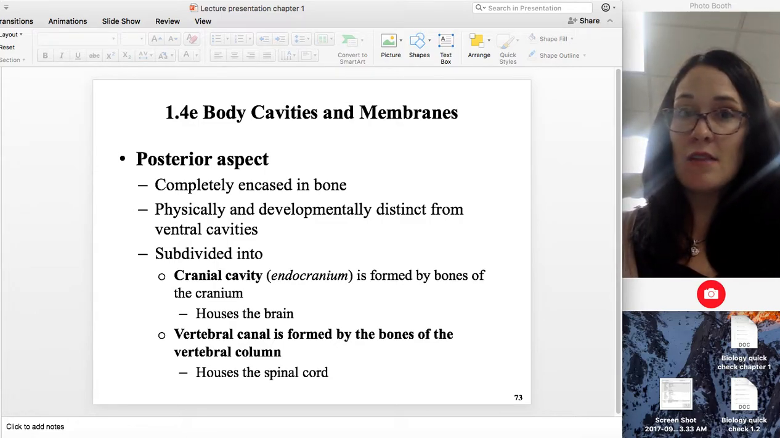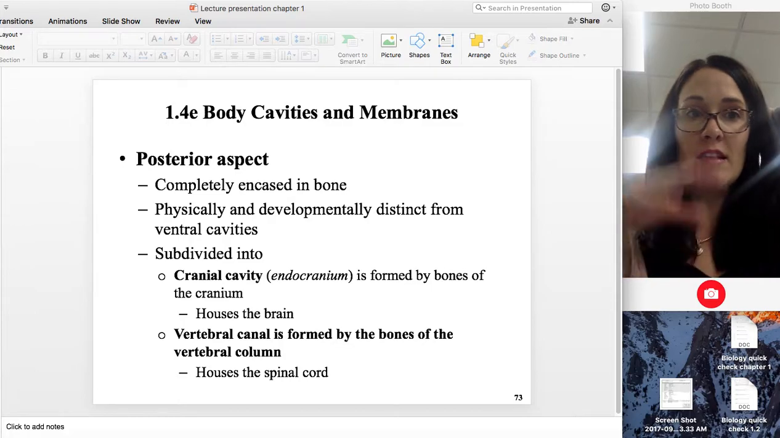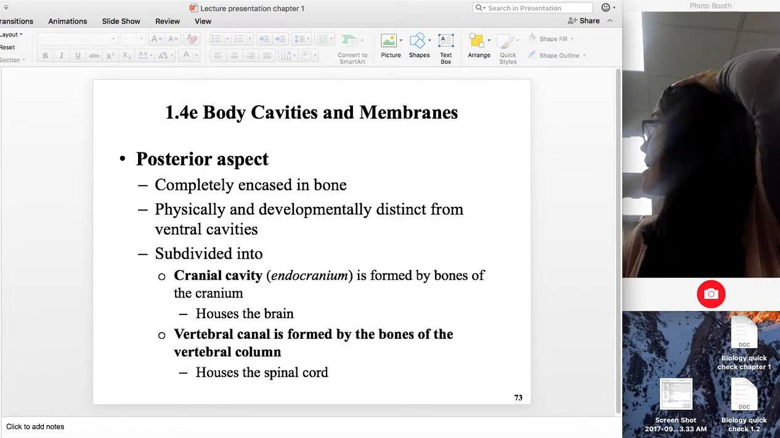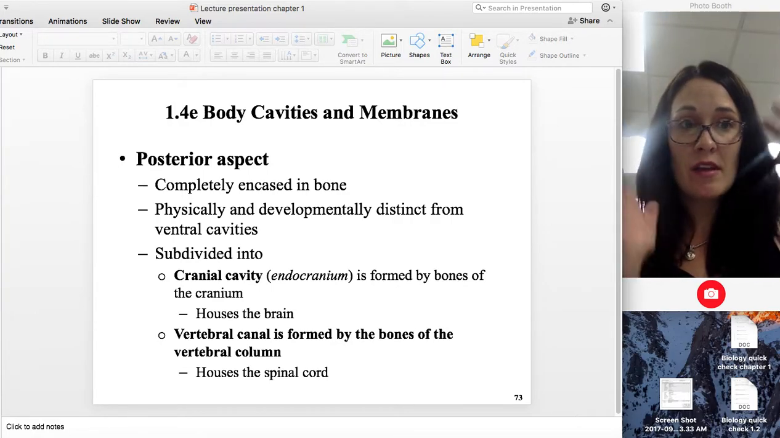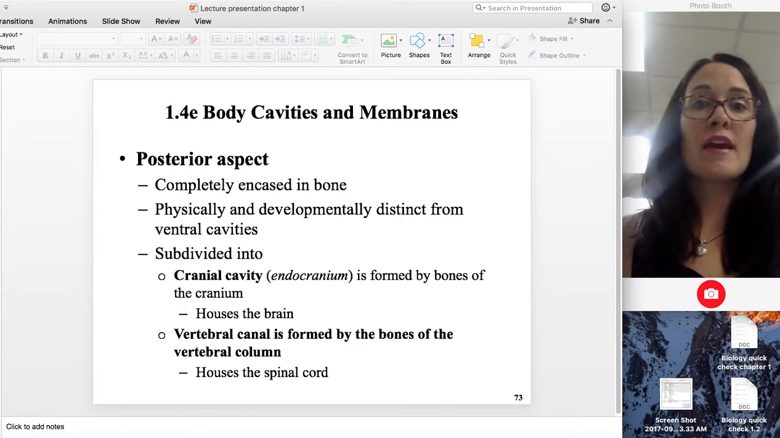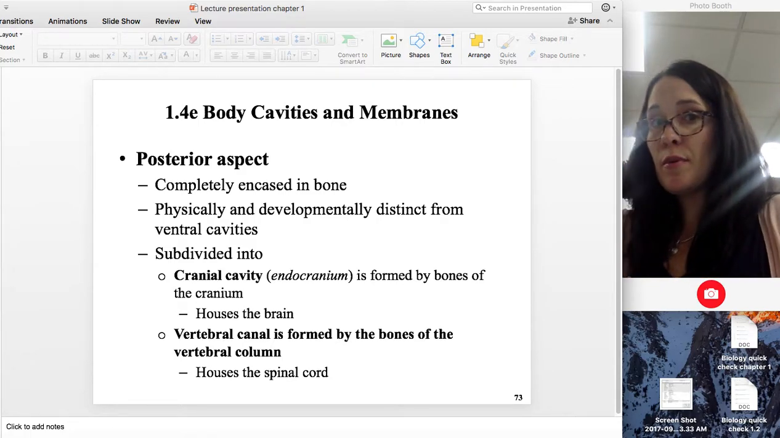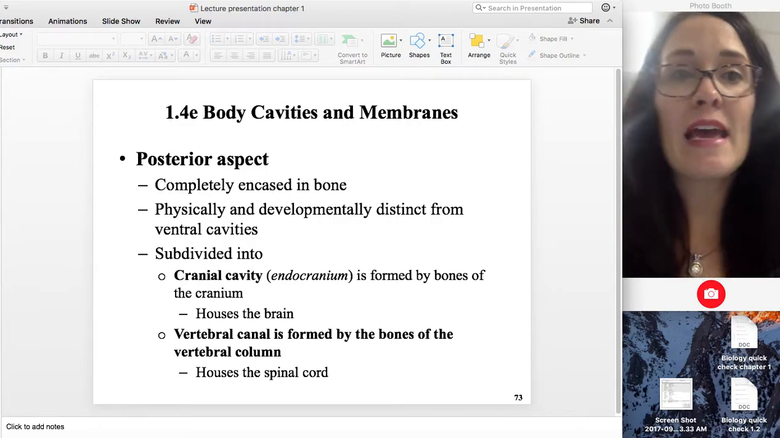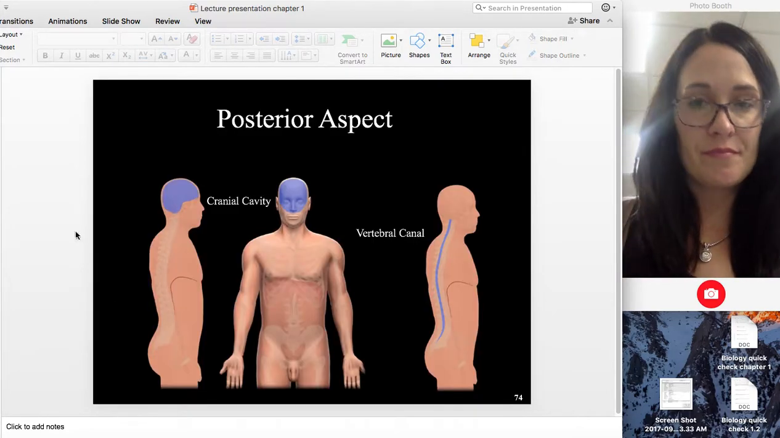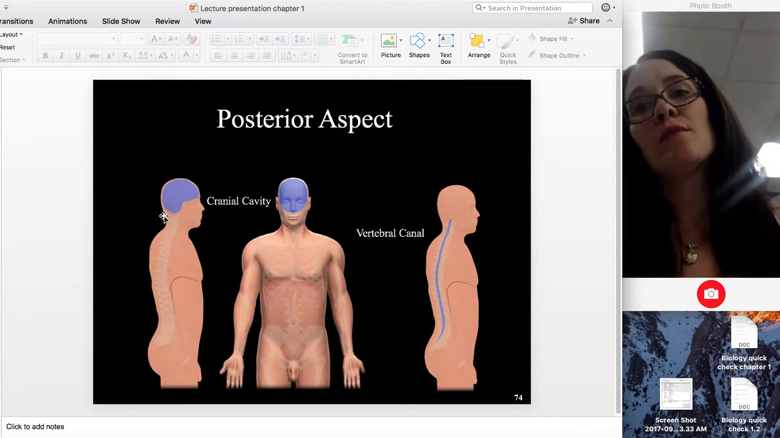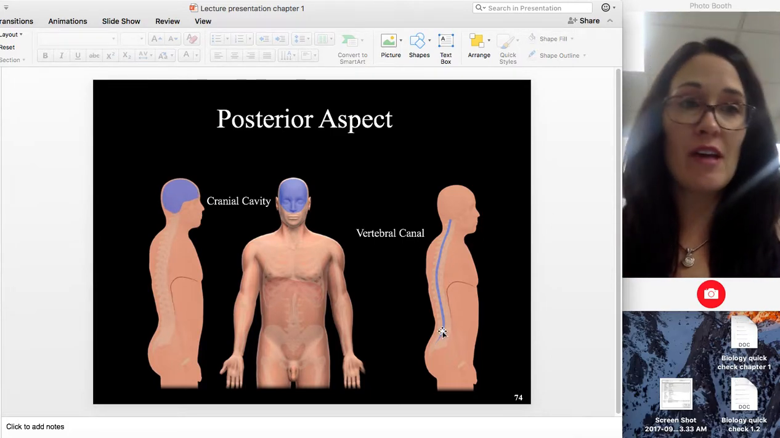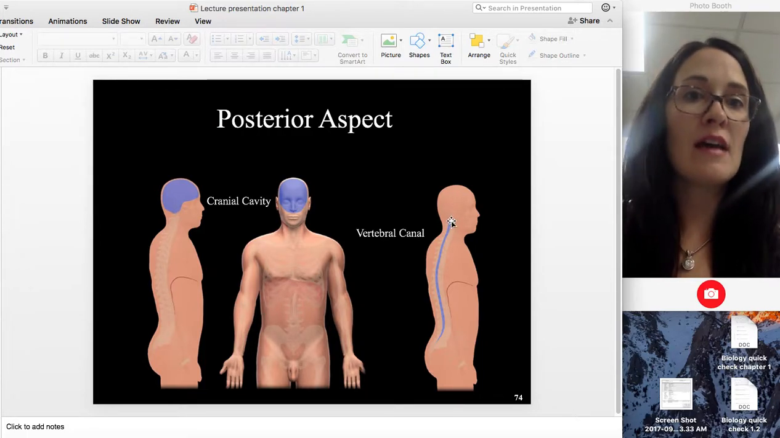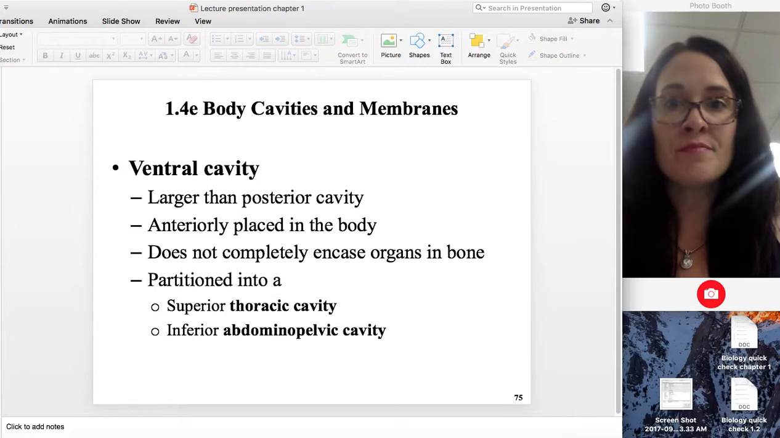And it's developmentally and physically distinct from the front side. So it's subdivided. So here we go. The cranial cavity, which encases your brain and is formed by bones of the cranium. And then your vertebral canal, your vertebral column, is formed by your vertebrae, and that is where we find the spinal cord. And these images show both the cranial cavity and the vertebral canal in blue. And they are continuous with each other because the brain is connected to the spinal cord.